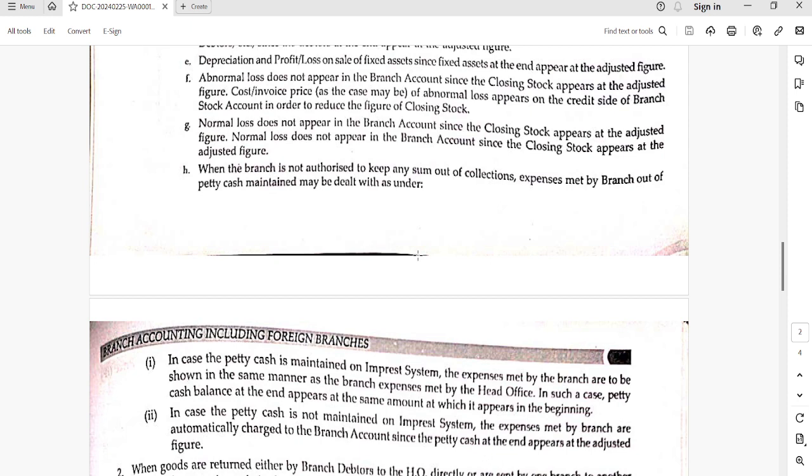Now in that given case, expenses made by the branch out of the petty cash maintained may be dealt with in the following manner. It means when the branch makes any expenses from its petty cash, what will be the adjustment and what will be the transaction, that is the discussion point here. In case the petty cash is maintained on the imprest system, imprest means you can say on the basis of day-to-day activities. You can please note it down there.